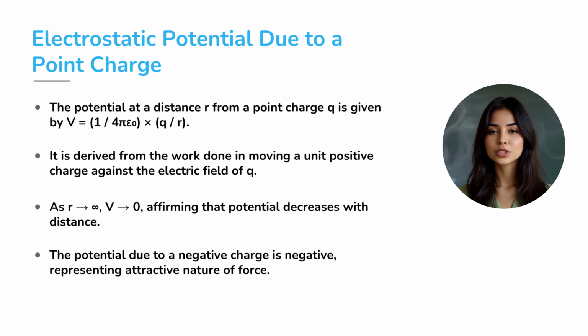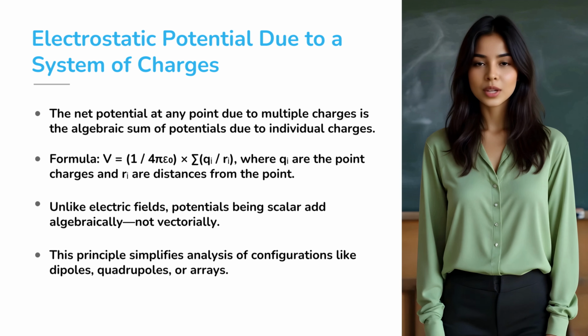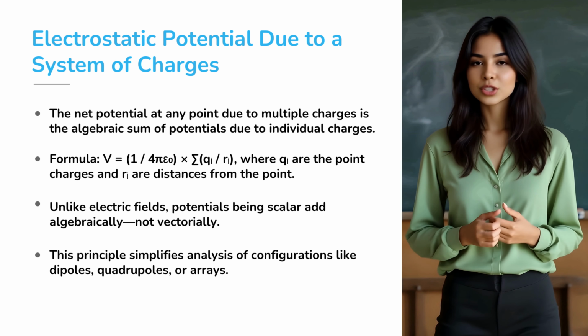Now, if the source charge Q is positive, the potential around it is positive. If the source is negative, the potential becomes negative, indicating an attractive interaction for our test charge. You can picture this as concentric spheres around the charge, each one representing a level of potential, like contour lines on a topographic map. Okay, that was just one charge.